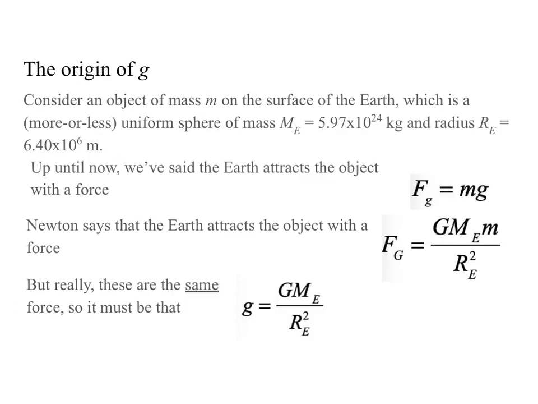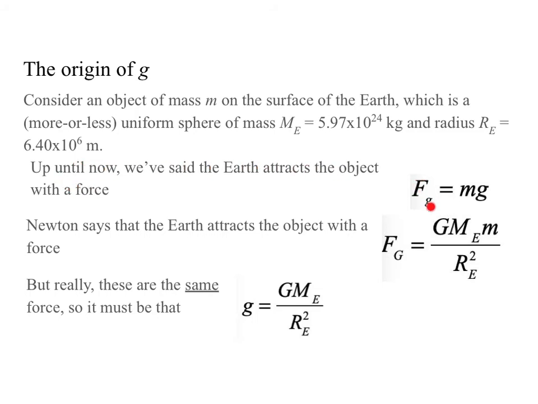Let's talk about where little g comes from. Consider an object of mass m on the surface of the Earth, which is a more or less uniform sphere whose mass we can measure as 5.97 times 10 to the 24 kilograms, and whose radius is 6.4 times 10 to the 6 meters. This is known geometrically and has been for hundreds of years. This requires the Cavendish experiment or something similar to get the value of G, and then it's pretty easy to get this. And up until now, we've said that the Earth will attract that object with a force which is just its weight.